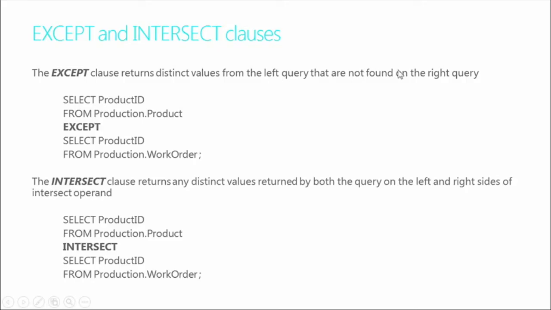From the left query that are not found in the right query. So the EXCEPT is: return distinct values from the products table that are not found in the work order table. This one down here says return distinct values again, not everything but distinct, by both information that's distinct in the left and the right sides of the INTERSECT operand. So anything that's distinct in product and work order will show up in that second one.